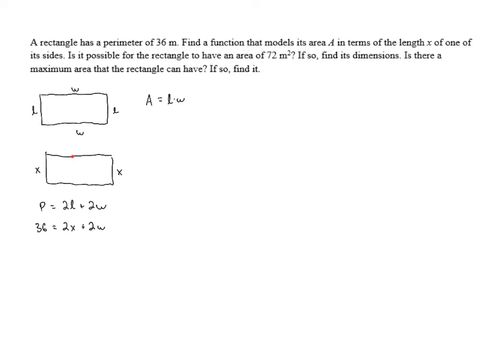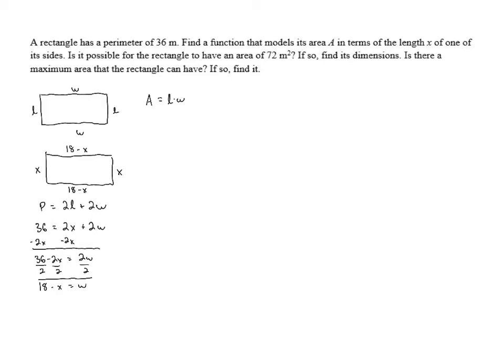That will allow us to know what the width is in terms of x, and then we can write area as a function of just x. So we want to get w alone. We can subtract 2x from both sides to move that term to the other side. 36 minus 2x equals 2w. And then to get w alone, we can divide both sides by 2. This gives us 18 minus x equals w. So the width is going to end up being 18 minus x.